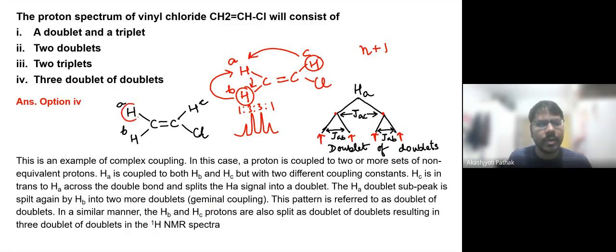So proton A will be split into doublet of doublets, proton C will be split into doublet of doublets, and proton B will also be split into doublet of doublets. So you will have three doublet of doublets. So the answer is option 4.